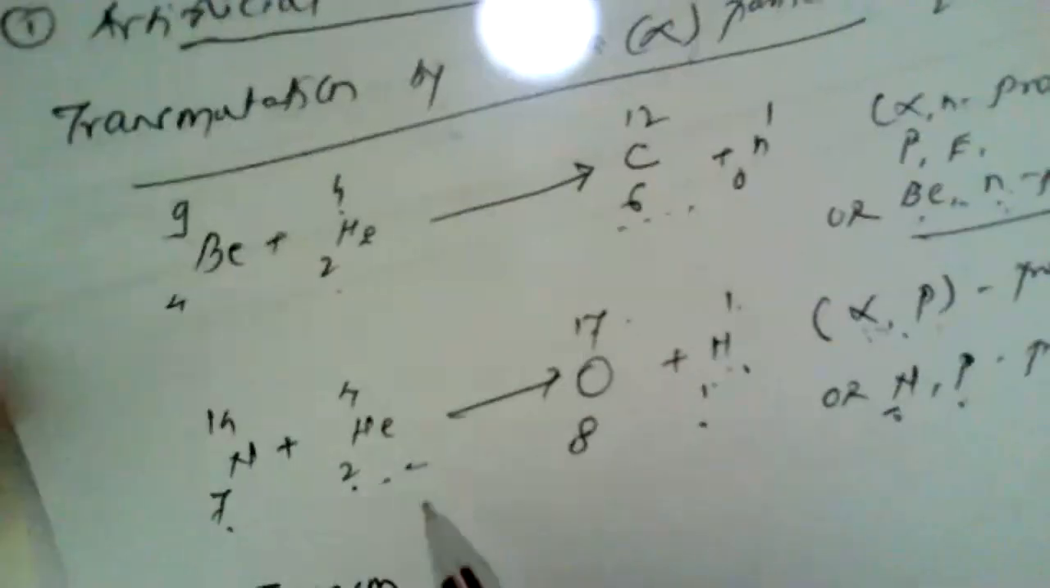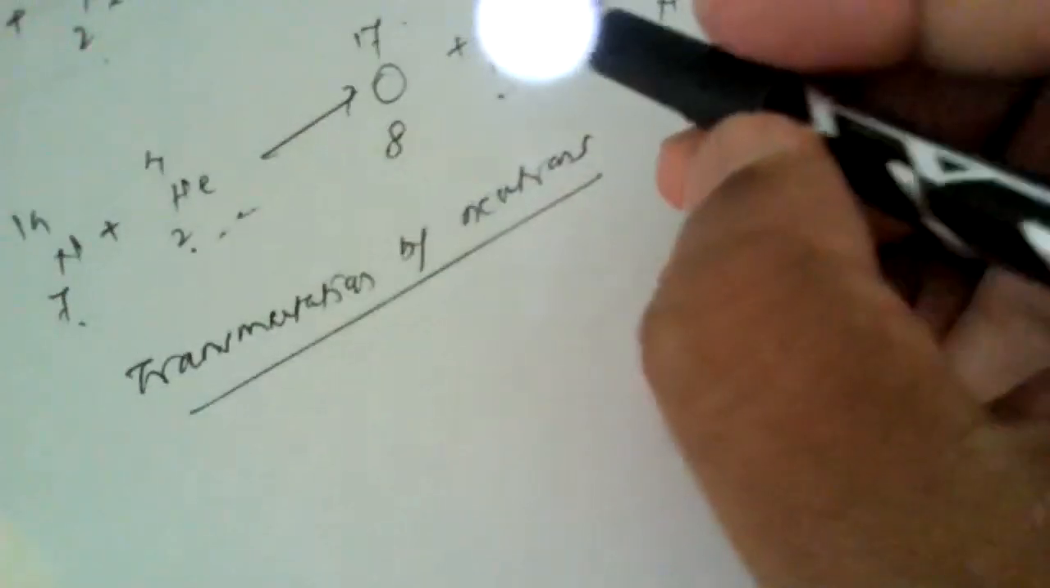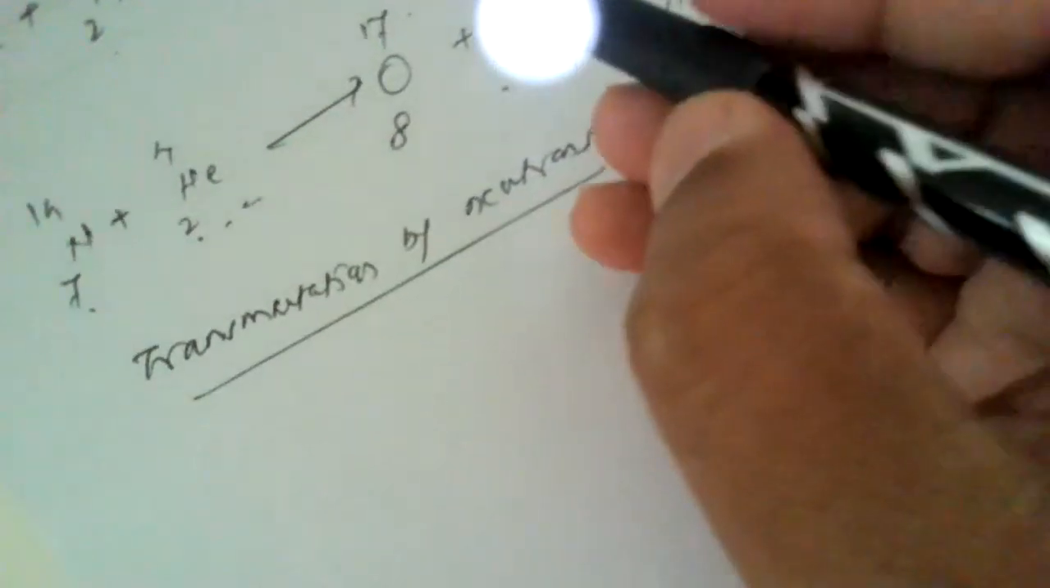Transmutation by neutrons. How can the transmutation by neutrons be carried out? Just see here.